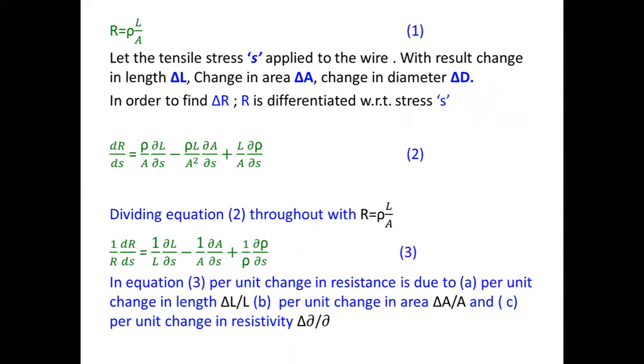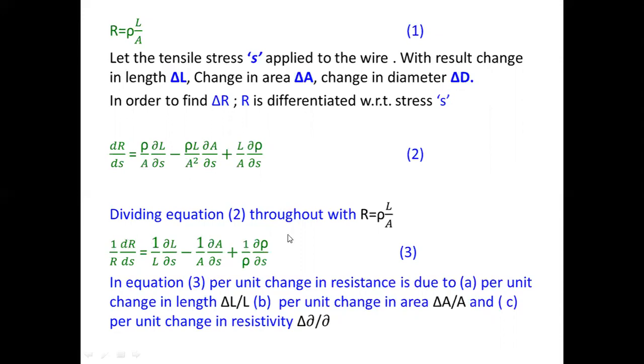Now let the tensile stress be applied to the wire, which results in a change in length from L to delta L, a small change in area delta A, and a change in diameter delta D. In order to find delta R, where R is differentiated with respect to stress S, we get this relation: del R by del S is equal to rho by A del L by del S minus rho L upon A square del A by del S plus L upon A del rho by del S.